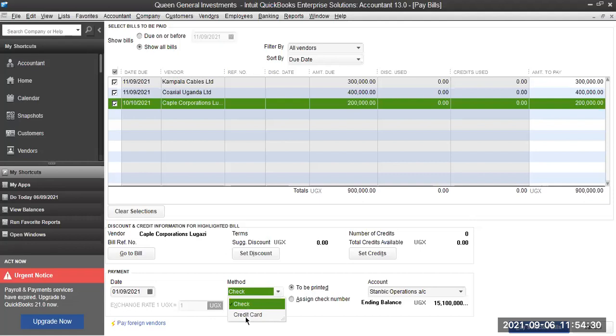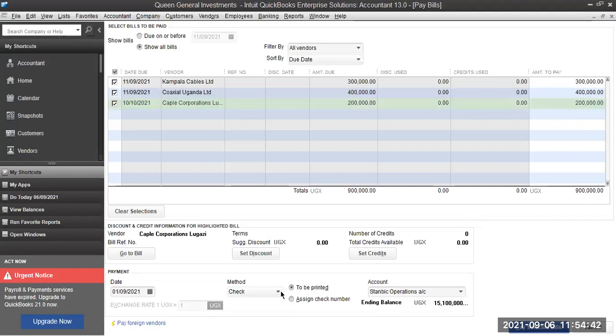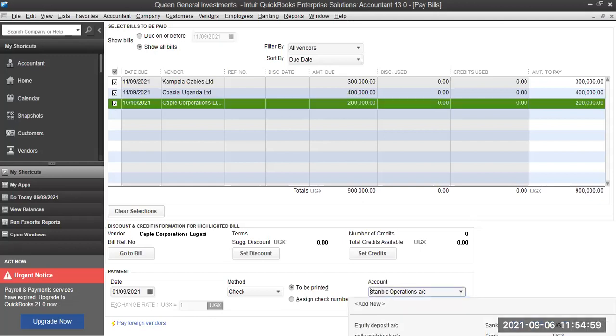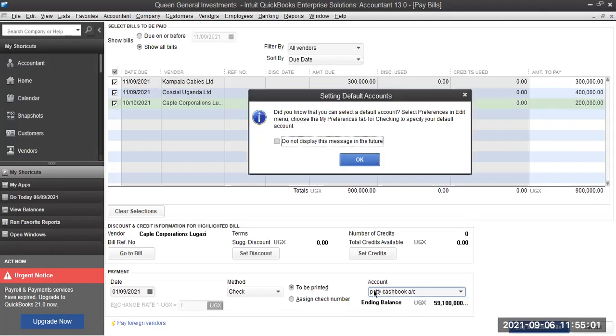Sometimes I don't have the cash because I don't want to use a check. But which account did I say that is going to be? We are going to look at that. Which account are we going to use? We are going to use the petty cash book. Then you can say okay.